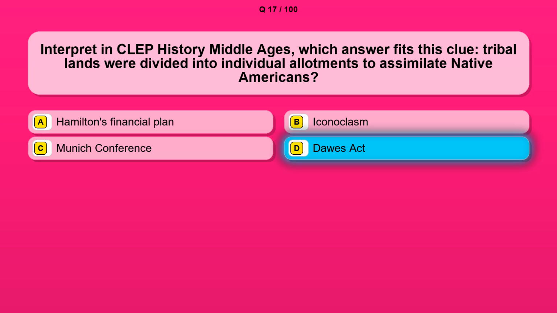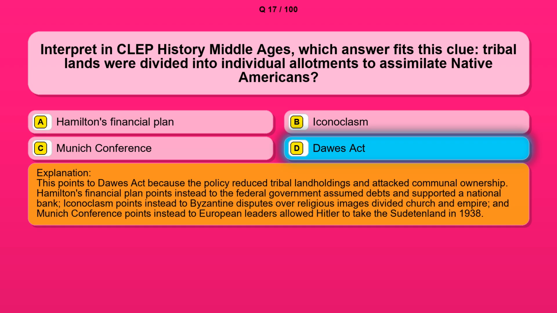The correct answer is option D, Dawes Act. This points to Dawes Act because the policy reduced tribal land holdings and attacked communal ownership. Hamilton's financial plan points instead to the federal government assuming debts and supporting a national bank. Iconoclasm points instead to Byzantine disputes over religious images that divided church and empire, and Munich Conference points instead to European leaders allowing Hitler to take the Sudetenland in 1938.